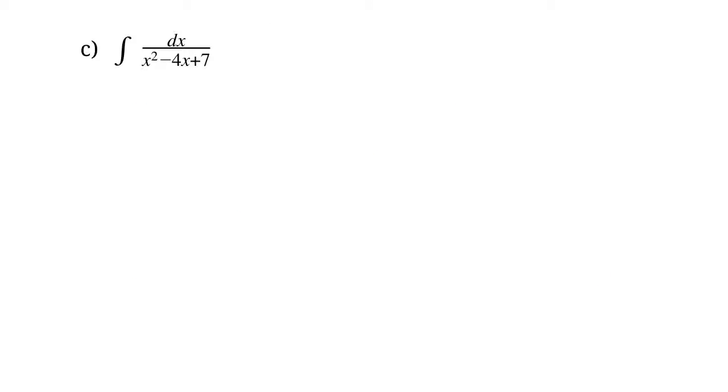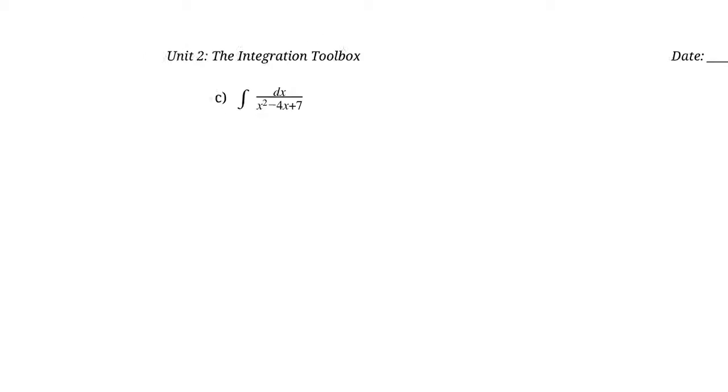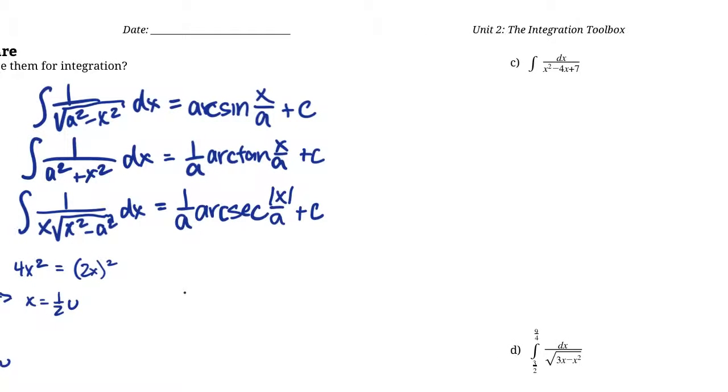How is this one different than the previous ones? Well, if we look over again to our first page and all our patterns, does this one look anything like any of these? Not really, but it's closest to the arctan one, because it doesn't have a square root in the denominator. So is there a way we can make this look like this?